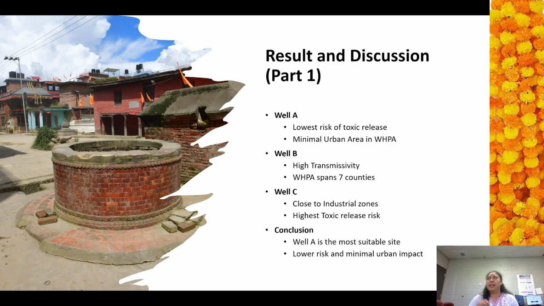And we can see that well C has the larger area covered by the 30-year time of travel, so it also indicates a higher risk of getting contaminated from an enlarged source. So for part 1 of our analysis, we concluded that the well is the most suitable site for us, with minimum risk of toxic contamination and lesser urban impacts.